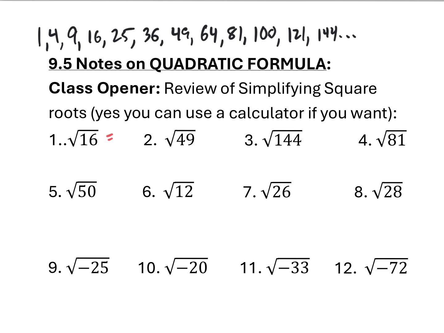What times what is 16? The square root of 16 is 4. The square root of 49 is 7. That's right. Square root of 144? 12. The square root of 81? 9. Super easy, right?